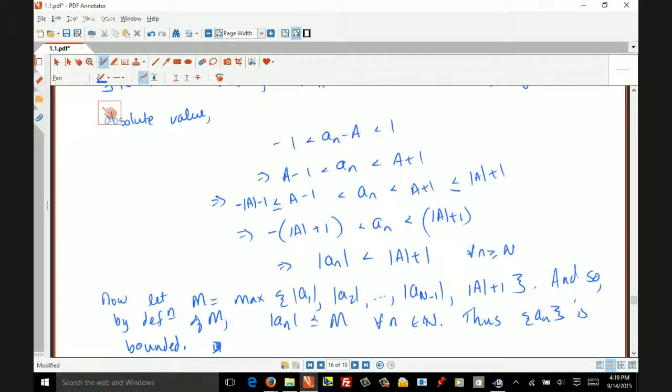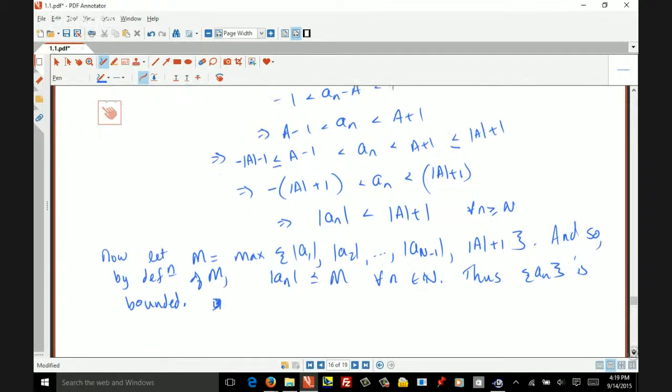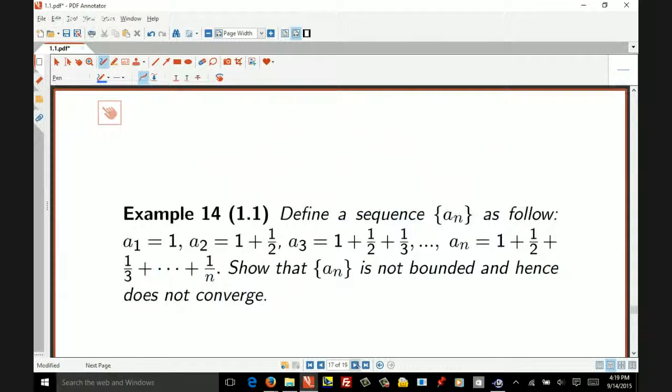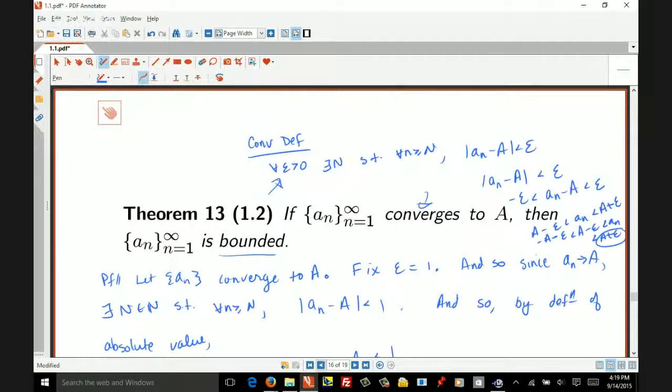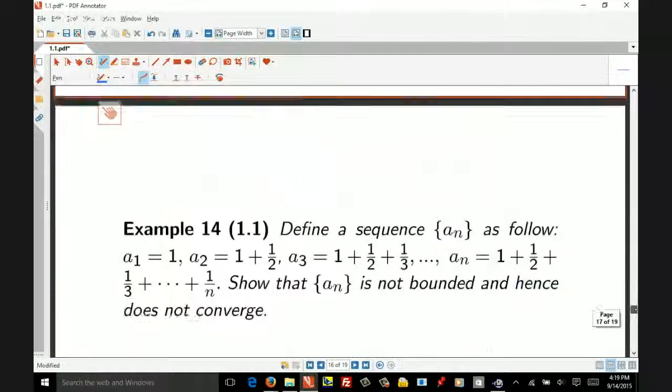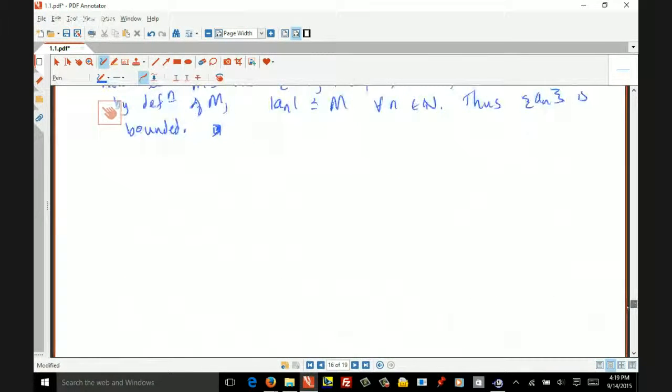Does bounded imply convergent? No, it doesn't. Bounded does not imply convergent. So I went to the next screen. Convergent implies bounded. There's divergence.